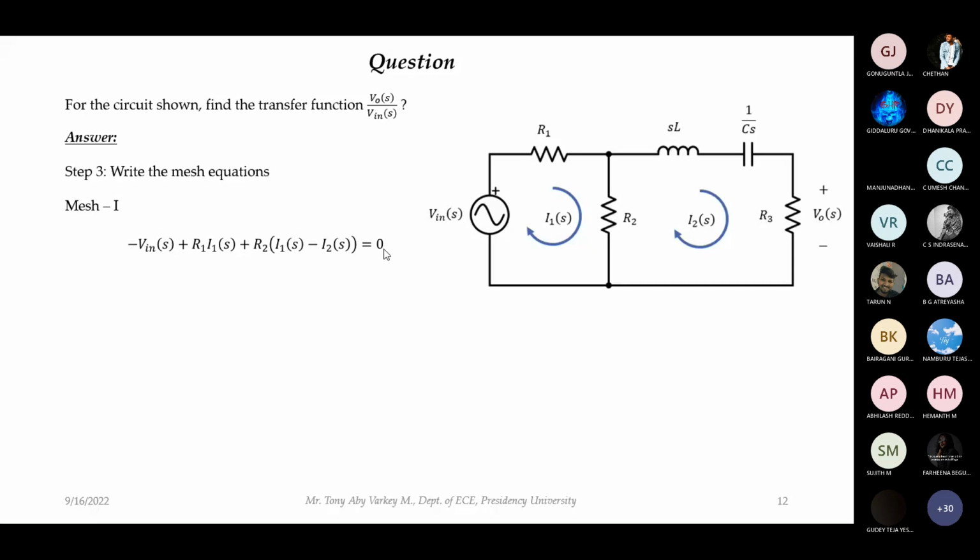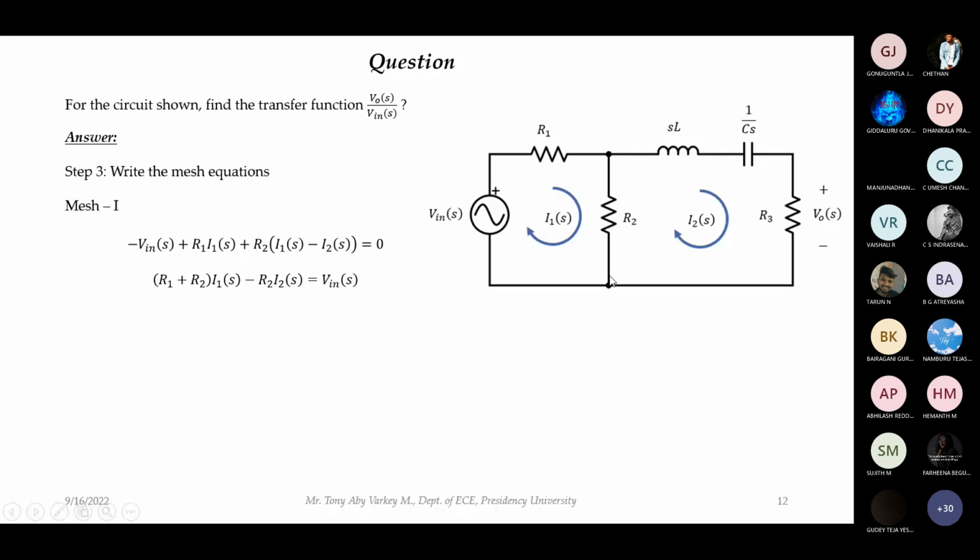Yes, sir. Now I will combine the coefficients of I1 and the coefficients of I2. So I'll write like this: R1 plus R2 into I1 of S minus R2 into I2 of S equal to V in of S. Done? Now tell me, what is the second mesh equation?